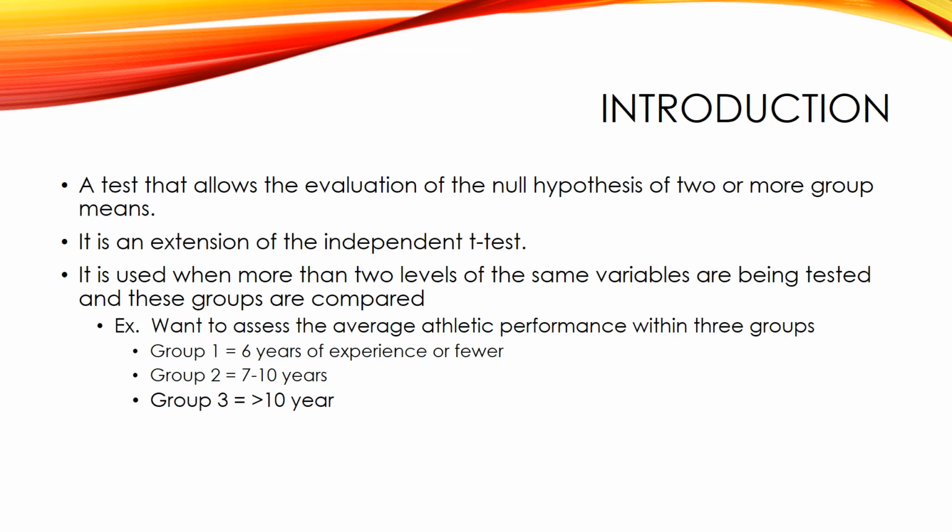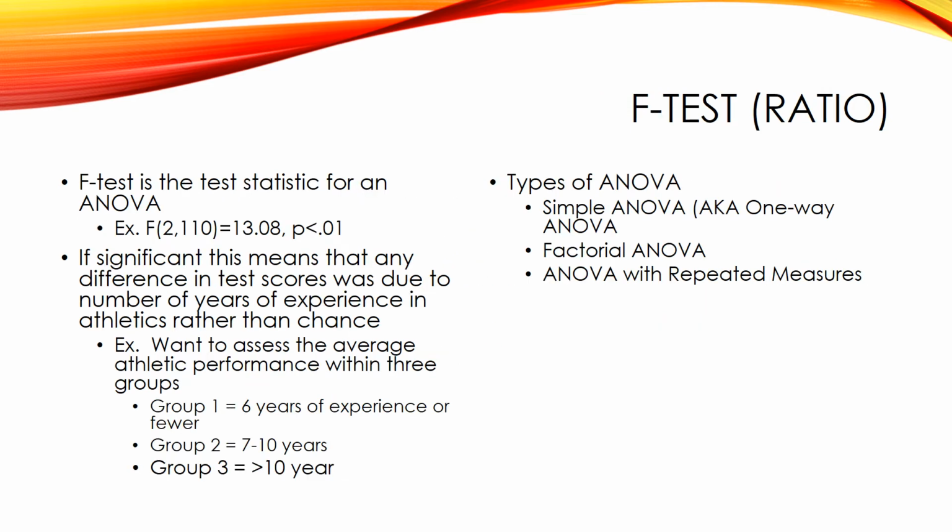It is used when there's two different levels as well. So not only do we have maybe two different groups, but we have two different levels. And you'll see what I mean here in a second. So if we want to assess the average athletic performance between three groups, we've got group 1, 2, and 3. That would be our three different levels. So the statistical test is the F-test or F ratio. We'll talk about what the 2 and 110 means a little bit later in the presentation. But basically, again, we can look at the between groups and within groups.